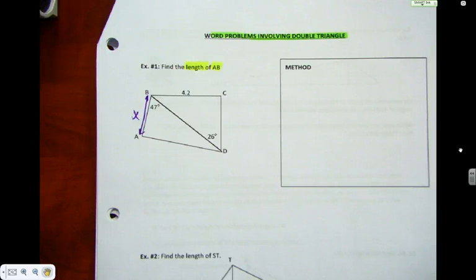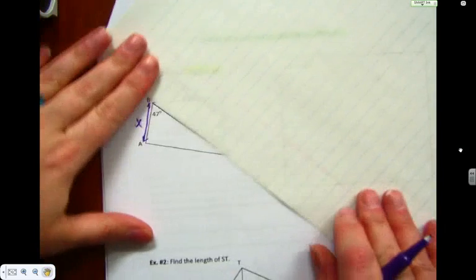Why are these called double triangle questions? Two triangles. Well, if we just look at the bottom one, ignoring everything else in the question, and I said find X, what's the problem? Do we have enough information? No. That's the double triangle questions. As you go to use your triangle to find what you want, you're going to realize you don't have enough. I need something else.